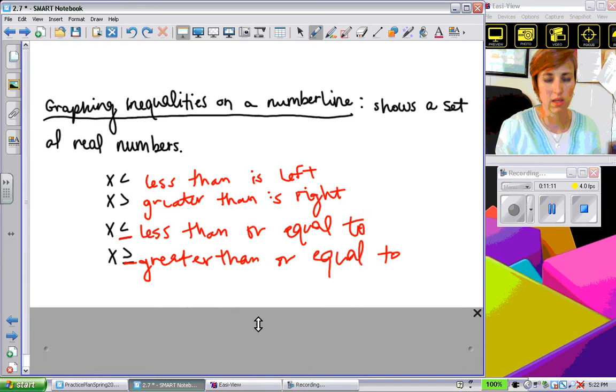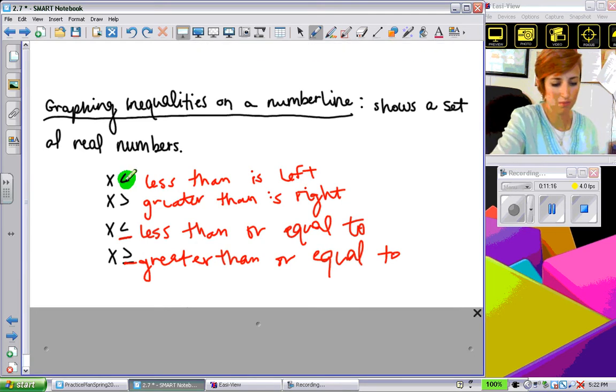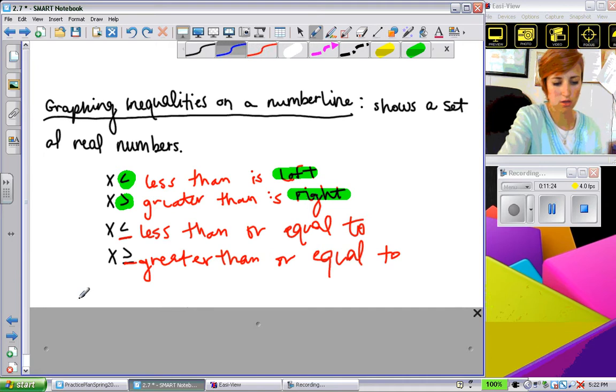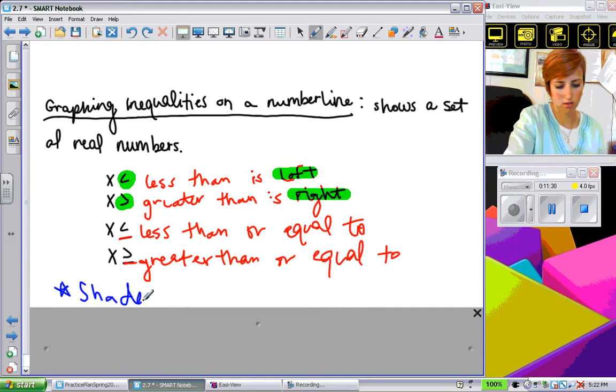So that's an equal to. Include. Now one thing I just want to point out is that if you look at the direction it points, this arrow points left and it shades left. This arrow points to the right, which means we're going to shade right. So shade the direction the inequality points.